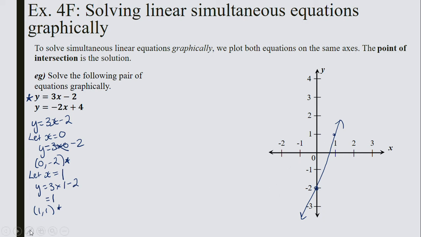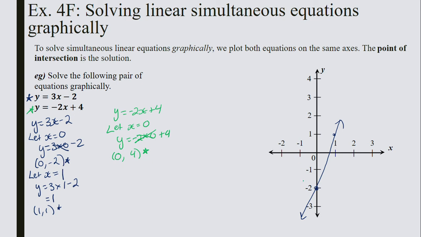We need to do exactly the same thing with our second line. So now I'll work in green, y equals negative 2x plus 4. Again, I'm going to let x equals 0 as my first step of working to find the y-intercept. So y is going to be negative 2 times 0 plus 4. Negative 2 times 0 is of course 0. So we get y equals 4. 0, 4 is a point.